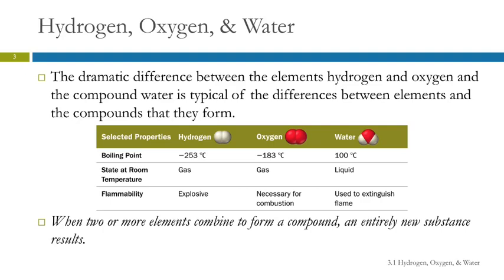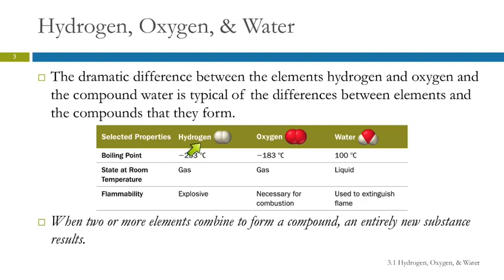So let's look at 2 compounds that have hydrogen and oxygen in them. Hydrogen and oxygen can combine to form water. In water we have 2 hydrogen atoms and 1 oxygen atom. And when these 2 elements combine, their properties change dramatically.